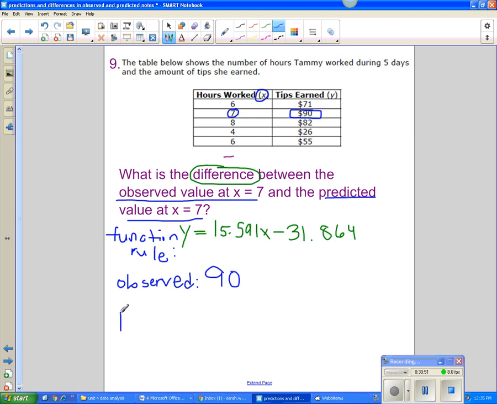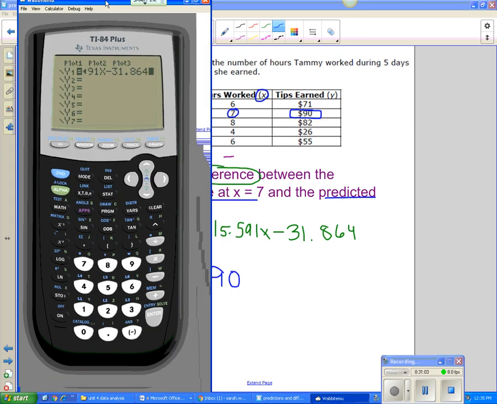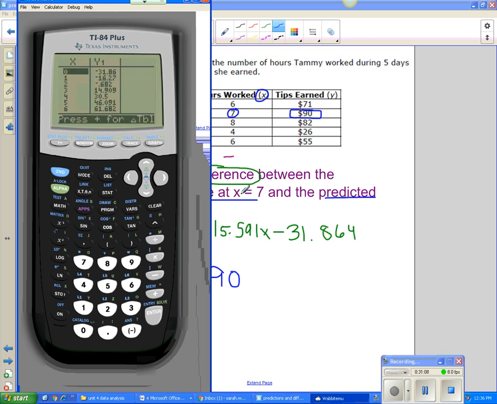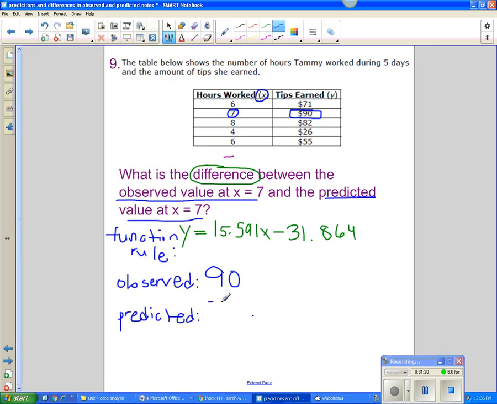All right, now we need to get the predicted. Well, the predicted comes from the calculator. So we've got this typed in our y equals. We've already done that. We're going to go to second graph like we always do. And we're going to go to x equals 7. So go down to x equals 7. And the calculator predicts she'll make 77.273.